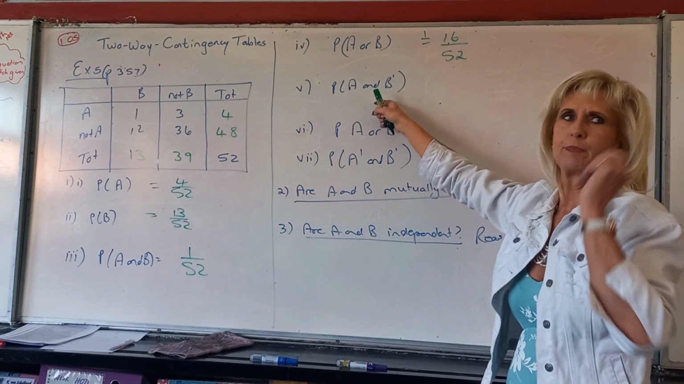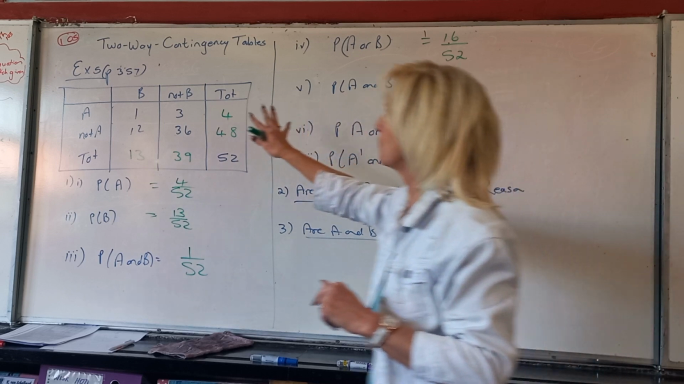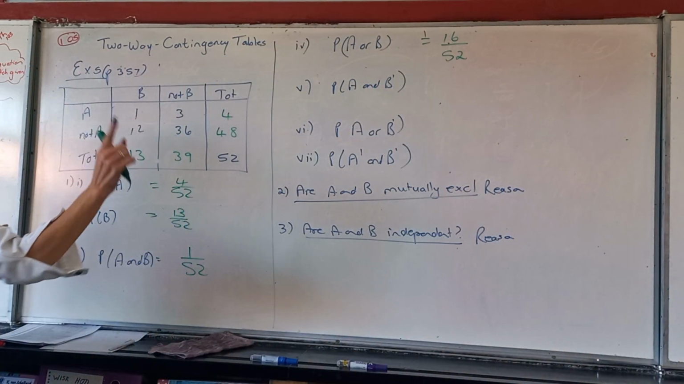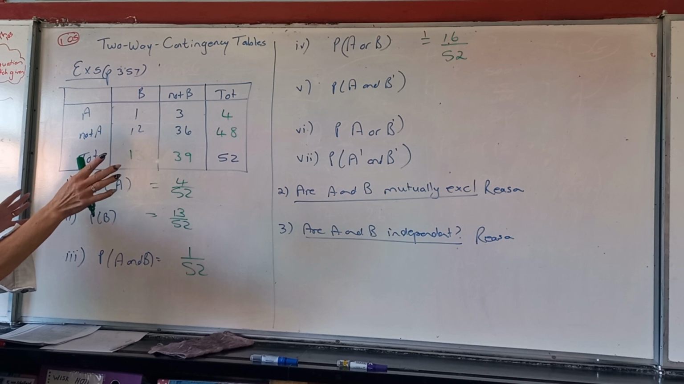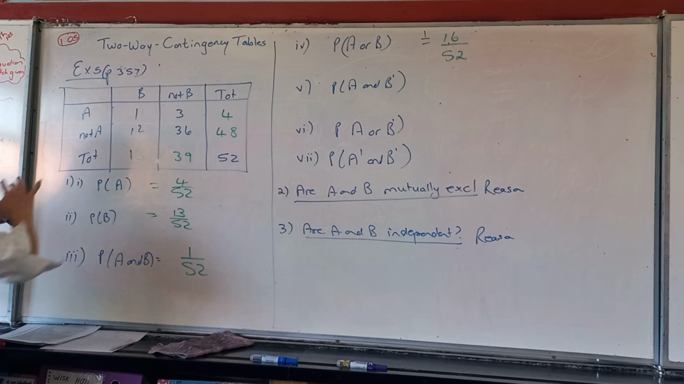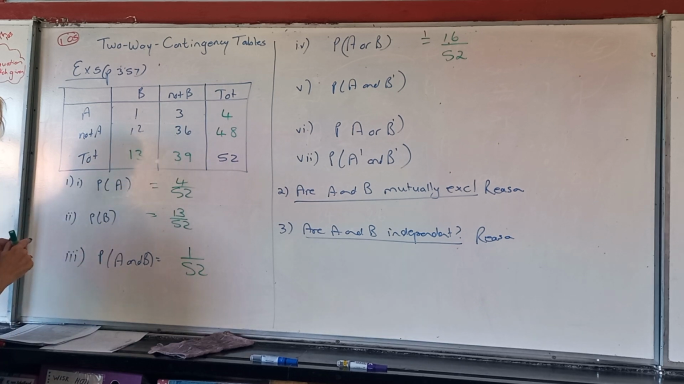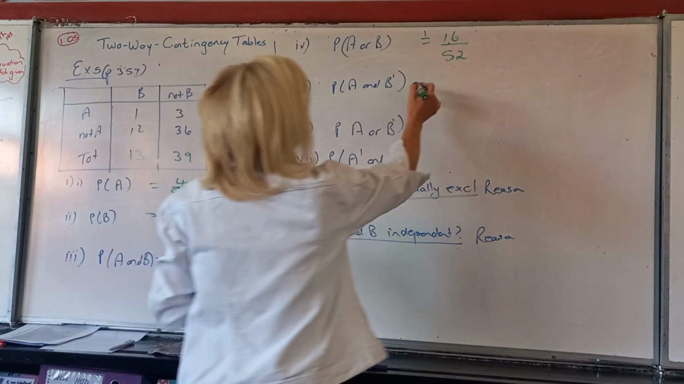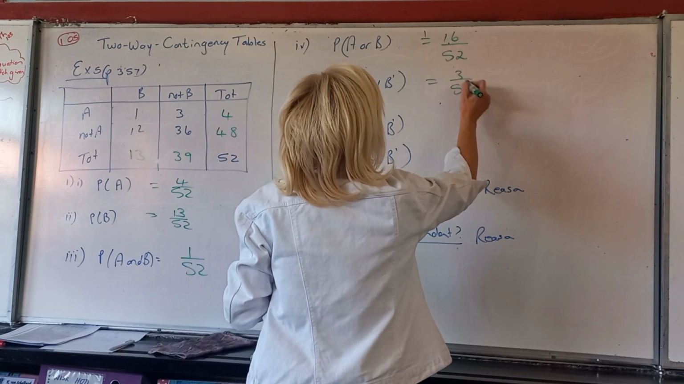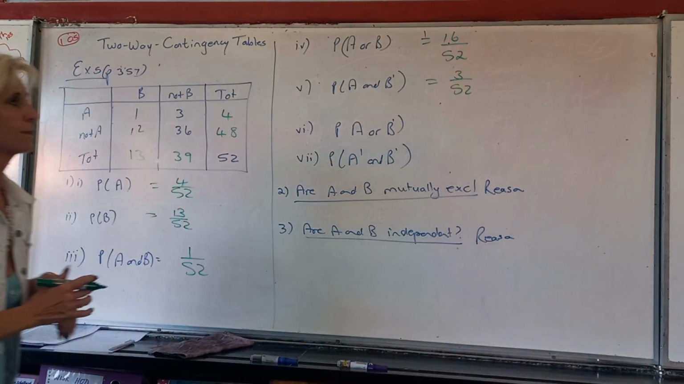A and not B. Same thing. Where's the A and where's the not B? And means where they intersect. There's A, there's not B. So where do they intersect? And 3. So we're getting this. Learning to read contingency tables.